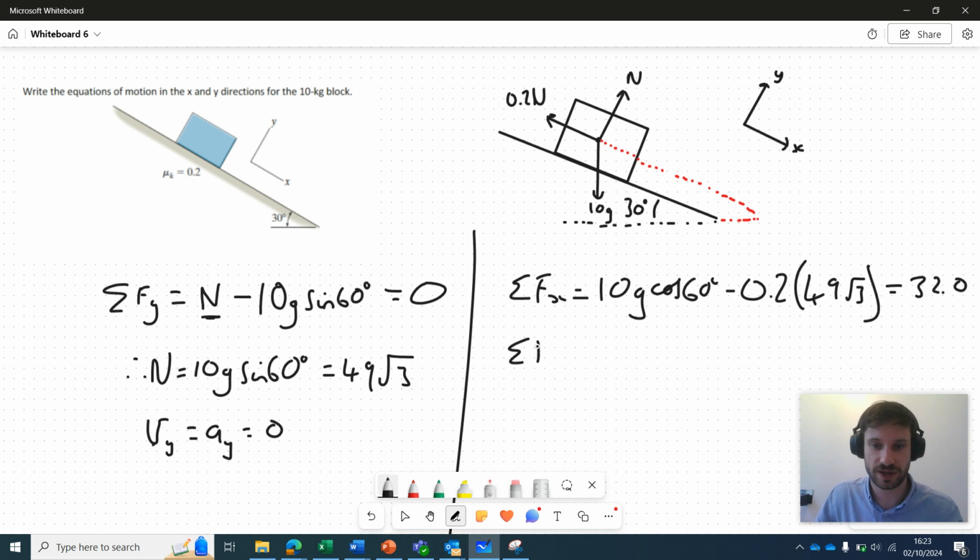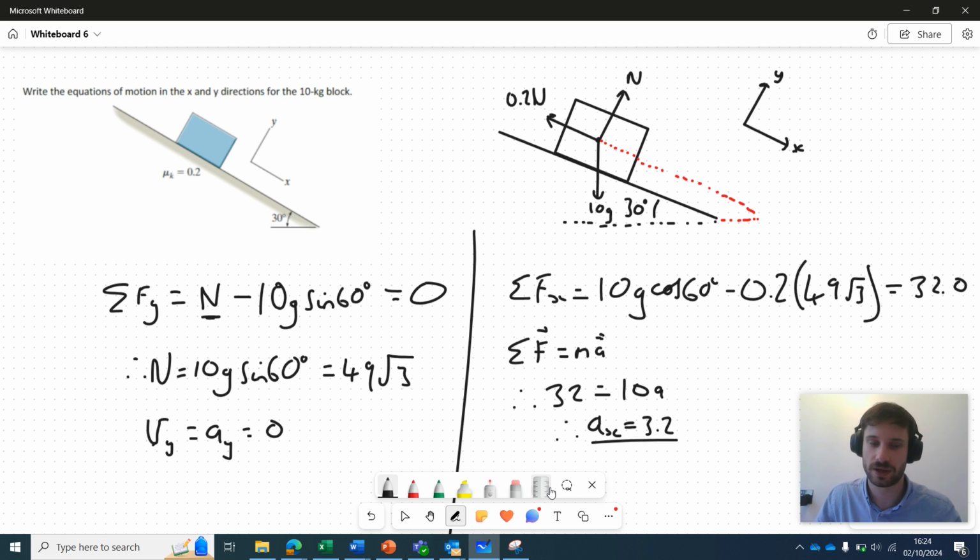So understanding this idea that the force in any given direction is equal to the mass of the object times the acceleration in that direction. In this instance, we're considering the x direction. We can say, therefore, that 32 is equal to the mass of the block, which is 10 kilos, times its acceleration. And then we can therefore say that its acceleration in the x direction is equal to 3.2, since 32 divided by 10 is 3.2.